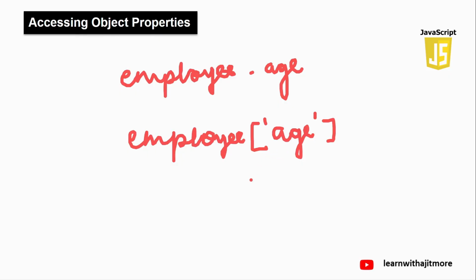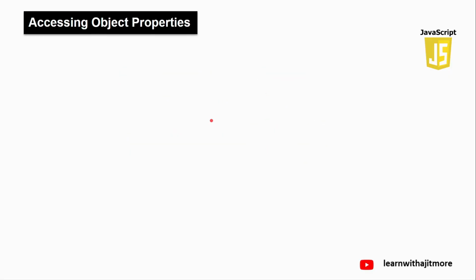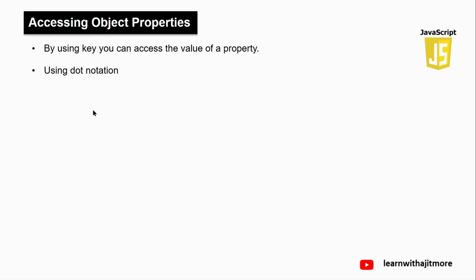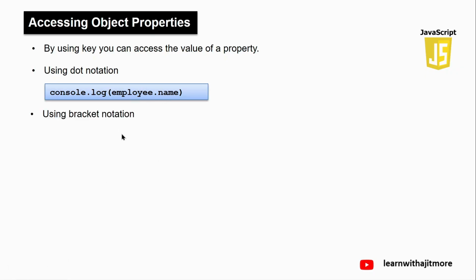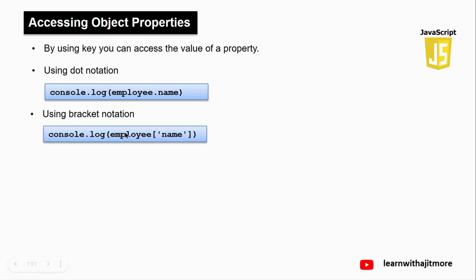So it will bring the value of the age property, or here also the same happens. Both are possible. Both ways you can use to access. Correct? So by using the key you can access the value of the property. If you know the key, you will get its value. You can use dot notation this way, employee.name, and you can use square bracket notation, employee['name'], like array notation. It behaves like an array. Get it?